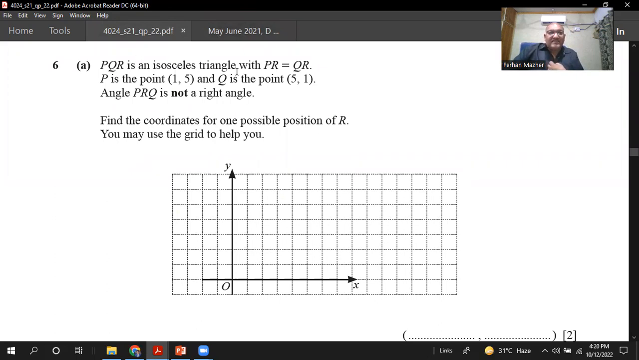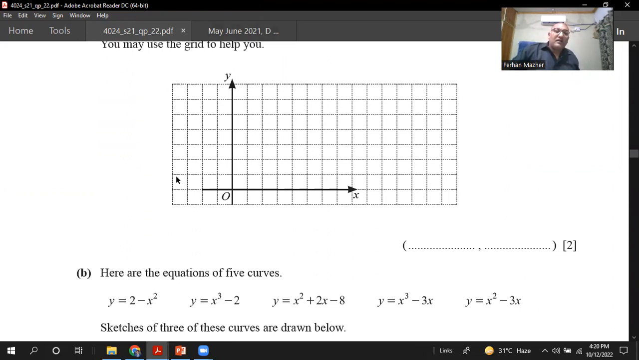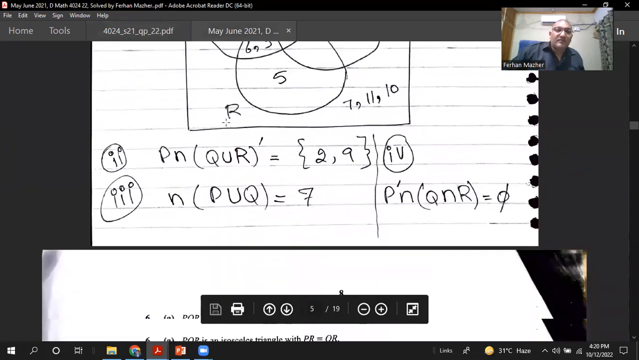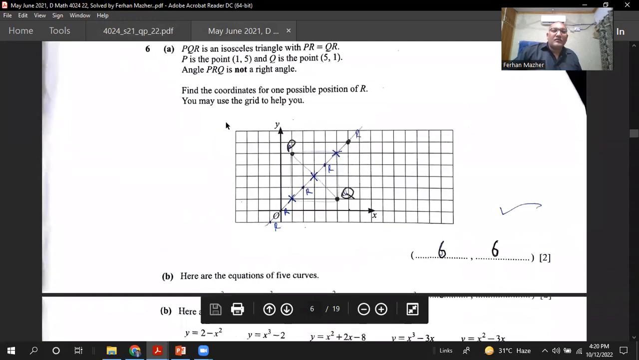PQR is an isosceles triangle, and the PR is equal to the QR. P is the point 1, 5, and the Q is the point 5, 1. Angle PRQ is not a right angle. Find the coordinates of one possible position of the R. You may use the grid to help you. Okay, so we can plot the point P and the Q here. So the A part we are going to attempt. This is a 2 marks question.